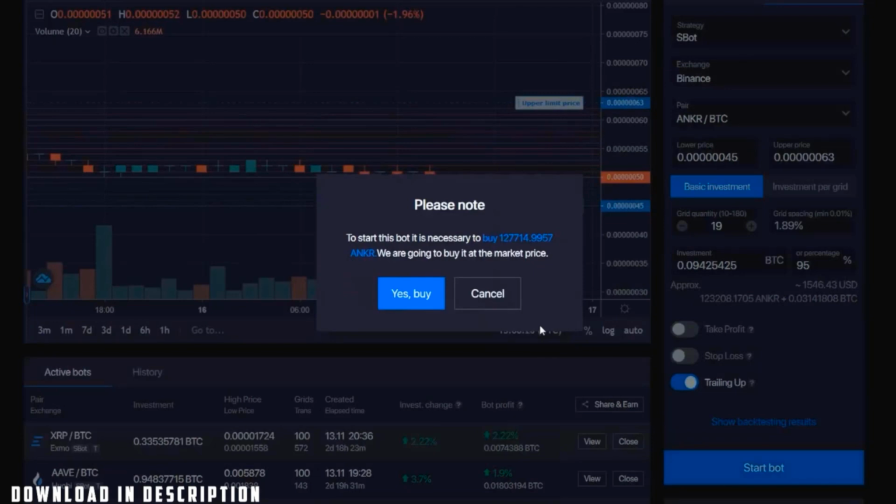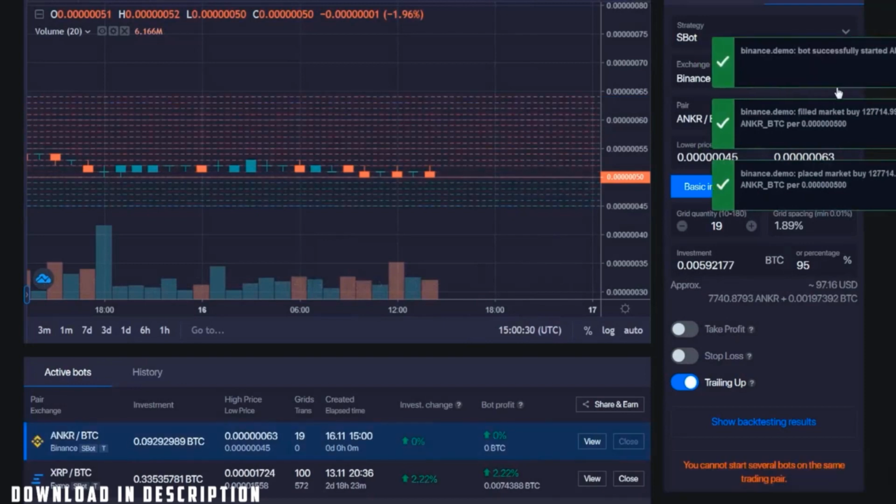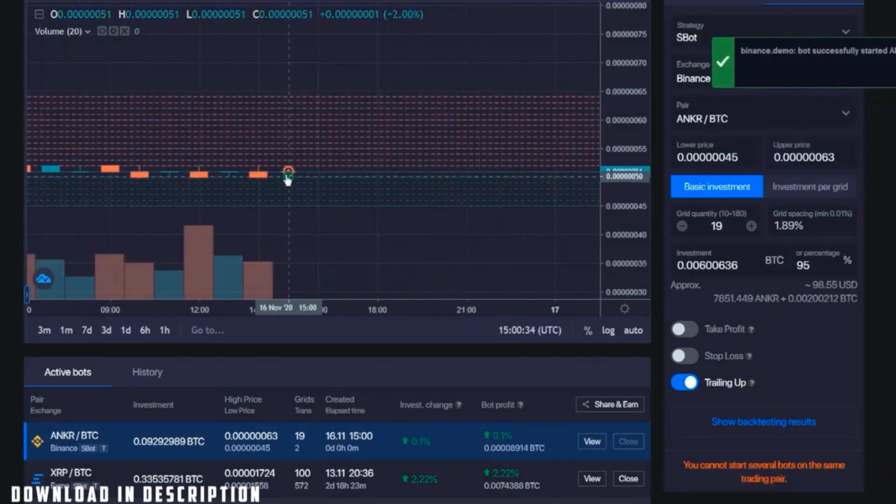We're going to go ahead with the market price because I've done this every single time and I've always ended up being in profit. The bot has always made profit for me. So we'll just press yes, buy. The bot is going to go ahead and make those orders. The orders have now been filled and the bot has already started trading. We've got one buy already and one sell.